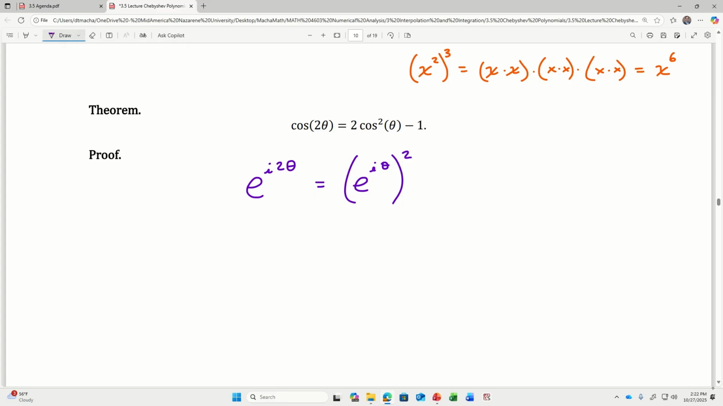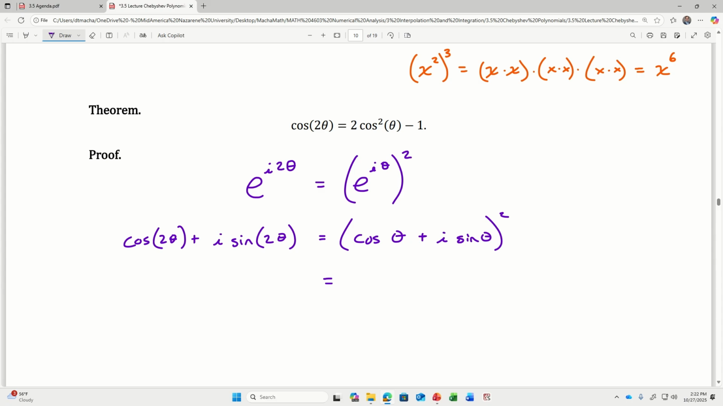Now on the left side, let's apply Euler's formula. On the left side, we're going to get cosine of 2 theta plus i sine of 2 theta. And on the right side, I'm going to get cosine of theta plus i sine theta, squared.